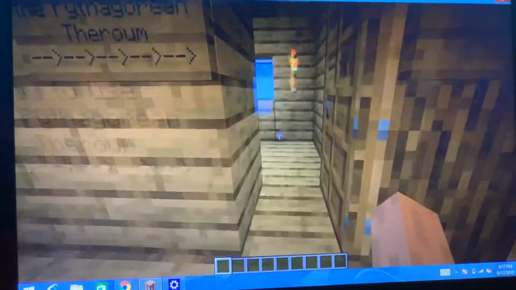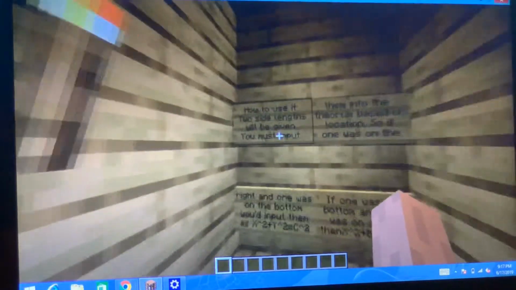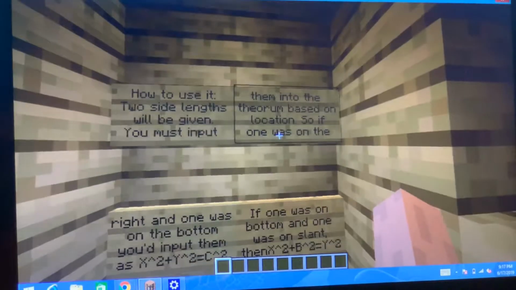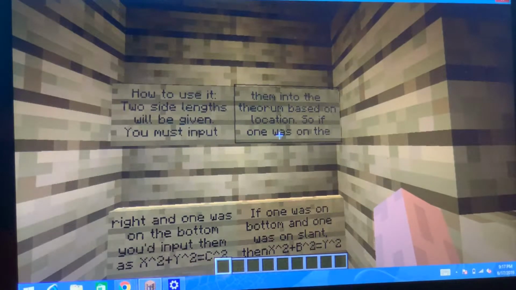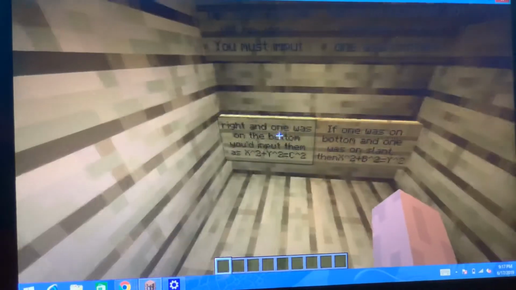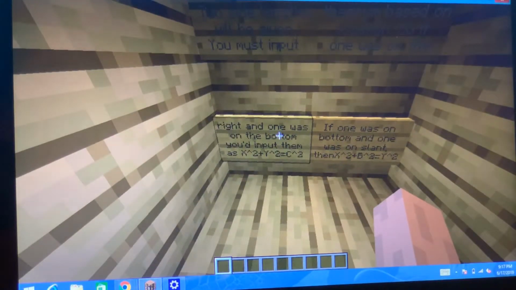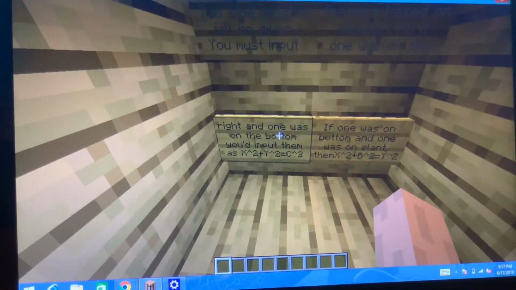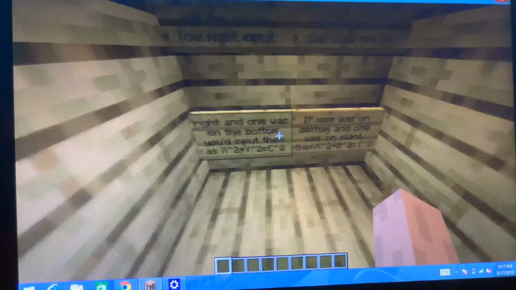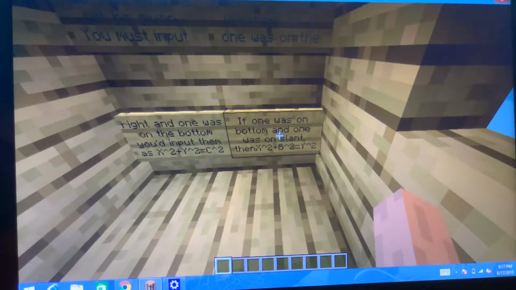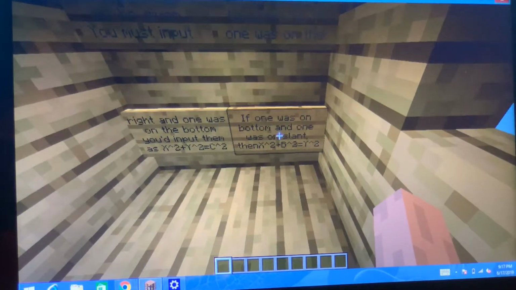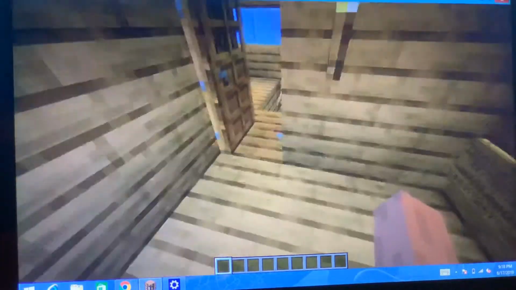This is how to use the theorem. So, two side lengths will be given. You must input them into the theorem based on their location. So if one was on the right and one was on the bottom of the triangle, you would input them as x squared plus y squared equals c squared. If one was on the bottom and one was on the slant of the triangle, then it would be x squared plus b squared equals y squared.